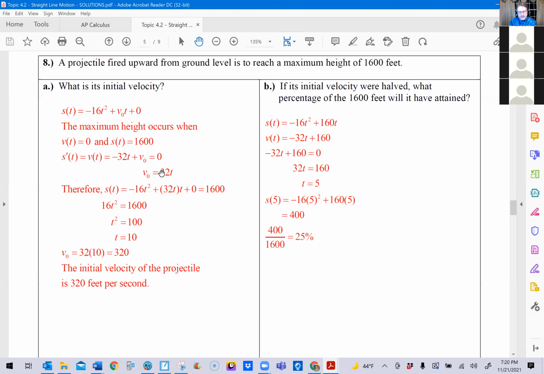32t, right? 32t is now 32 times 10, so you get 320. And if you're sitting there thinking, oh, it's a system of equations, that's exactly what it is. It's just a system of 2 equations that you have to solve using substitution.